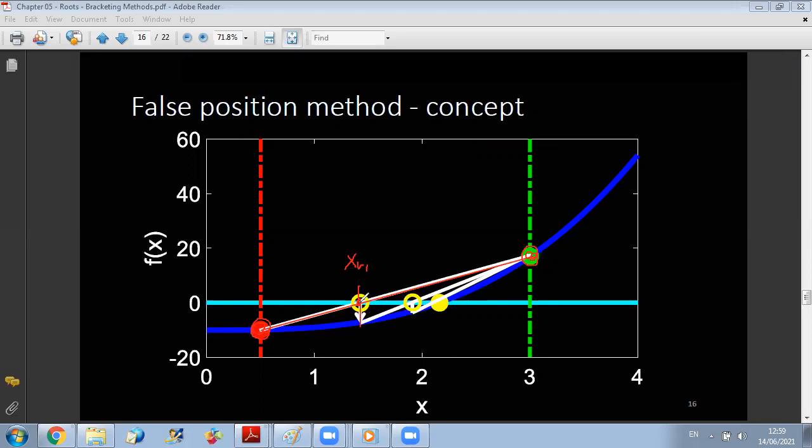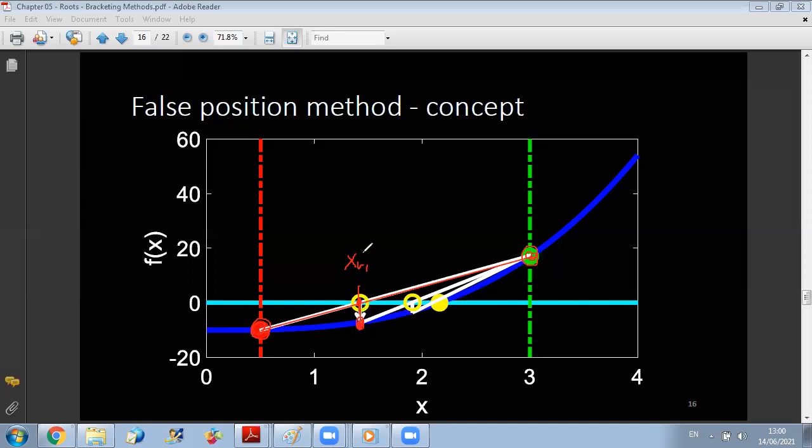Now the other steps will be exactly like the bisection method. What should I do? I evaluate f of xr to see if it's positive or negative. Here, for example, it's negative. Because it's negative and f lower is also negative, the root is not between f lower and f at r.